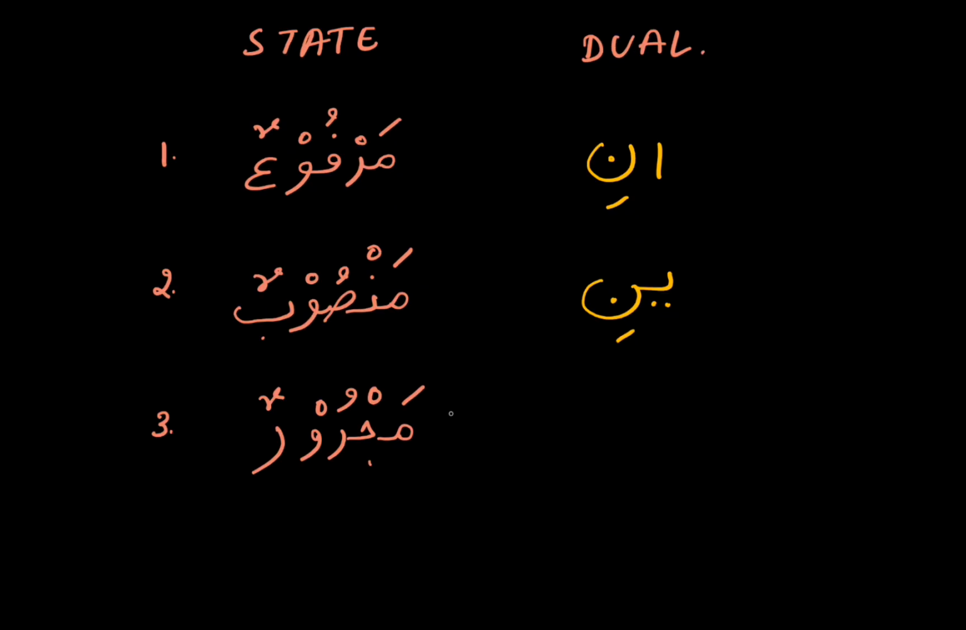Now coming to the third state of a noun, the majroor state. In majroor state, there is the same ya noon at the end of the noun. By seeing the ya noon at the end of the noun, we can say the dual noun is in the majroor state. Then how do we identify whether the dual noun is in mansub state or majroor state, with the same case endings? It can be identified from the context whether the given dual noun is in the mansub state or in the majroor state.